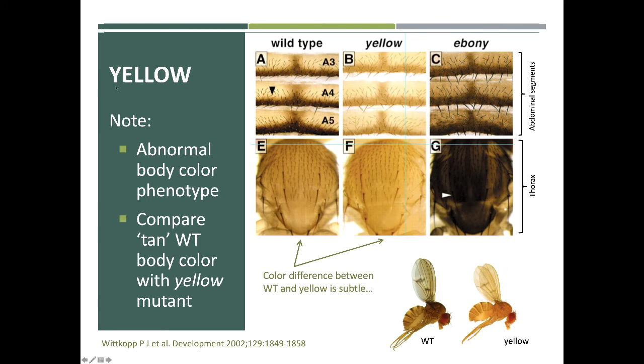The first one we're going to look at is yellow. So you can see the color of the wild type abdomen here and the color of the yellow mutant here. You can see that wild type is a little darker, and it's a little easier to see here, where you see this more yellow tinted abdomen compared to this more darker and a little cream colored abdomen of the wild type. And the next one we're going to look at is ebony.